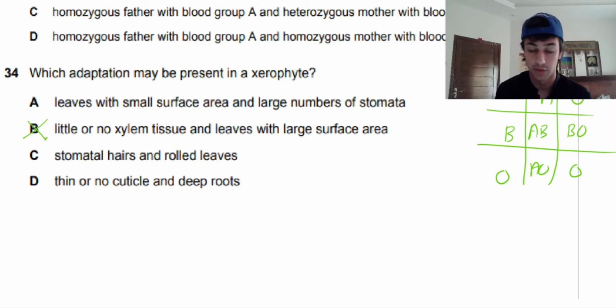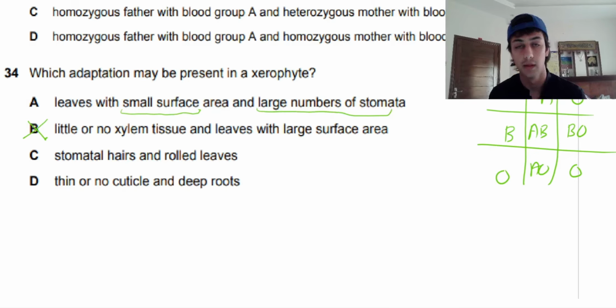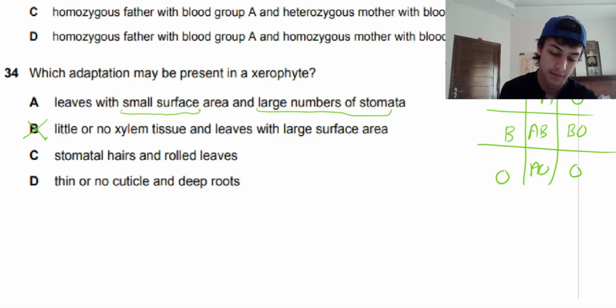What is transpiration? Loss of water. So we don't want water to be lost essentially. Leaves with small surface area and large number of stomata. Okay, this part is correct, but this part makes no sense because we want the stomata to be less in number ताकि कम पानी loss हो. That's essentially it. So it's not A as well.